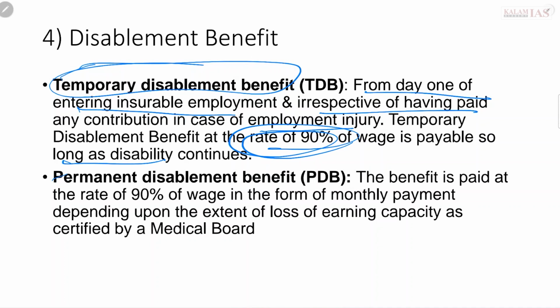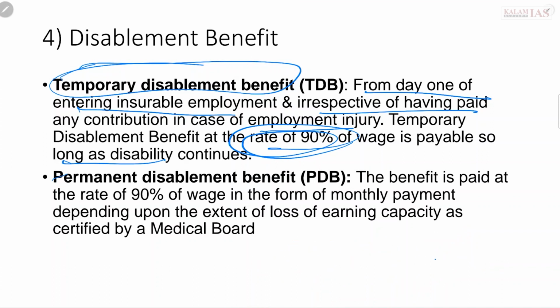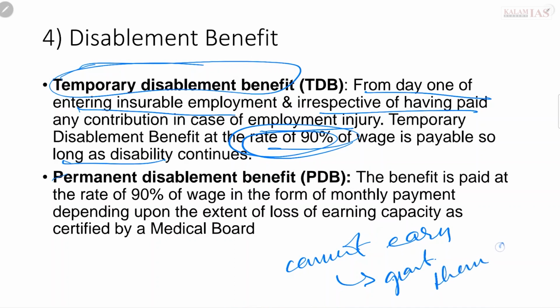This is because employees can get injured anytime. The purpose of the entire Employee State Insurance Act was to ensure that there is a sufficient social safety net if people are unable to receive wages. If someone is injured or temporarily disabled, then it's not their fault. They cannot earn during that time, and that is why it is necessary to grant them social insurance.